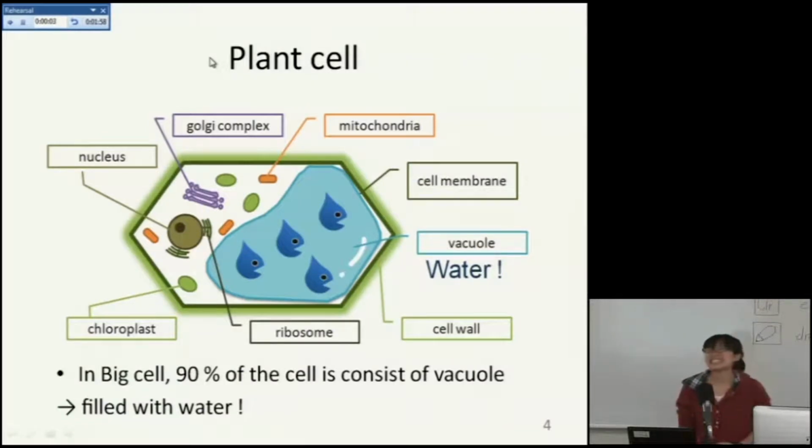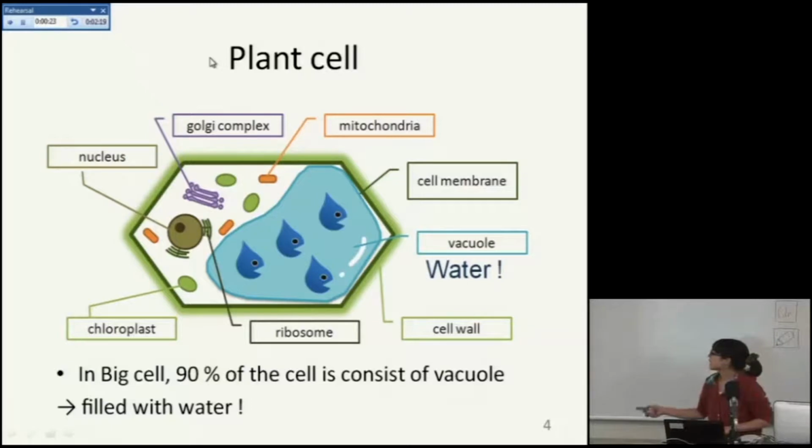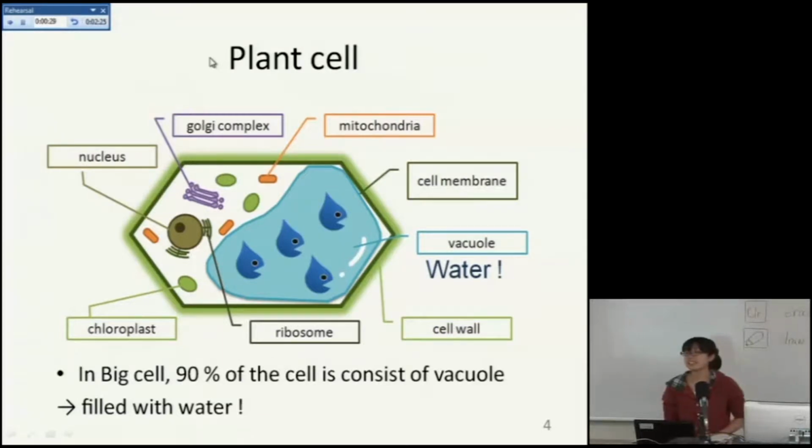So this is the image of the plant cell. The difference from the animal cell is cell wall and chloroplast and vacuole. And cell wall is the cover of the cell made of cellulose, which is likely to transmit the terahertz radiation. And the chloroplast is a material which has a function of photosynthesis. And vacuole is a bag filled with water.